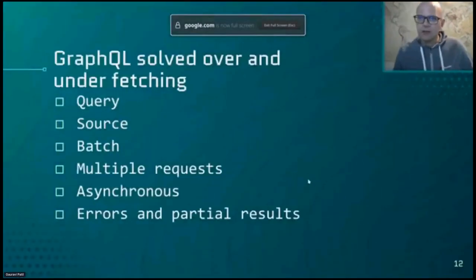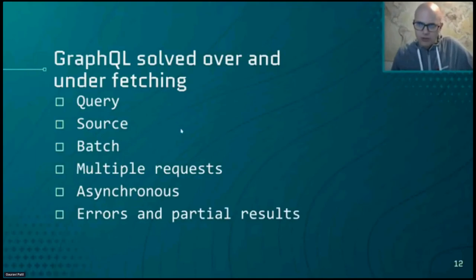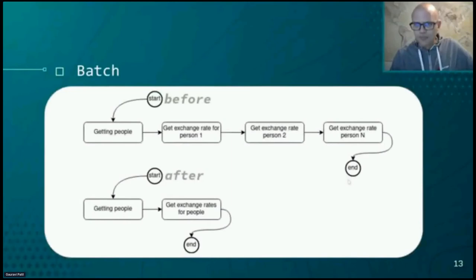So what we've done, just to recap, is I've shown you how GraphQL solved over and under fetching by using queries and source fields and batches. I've shown multiple requests, which you can bundle into one. I've shown how you can use asynchronous to do stuff concurrently. And I've shown errors and partial results. If we look at how batch works, if you return a collection, so multiple people, if you don't use batch, it will call the source field for every person in that result set, whereas if you batch it, it can do it in one call.